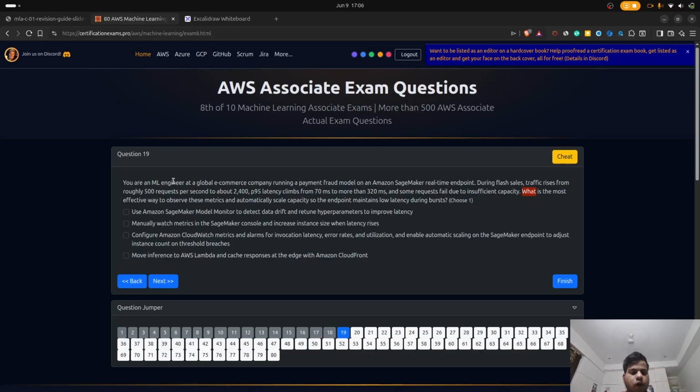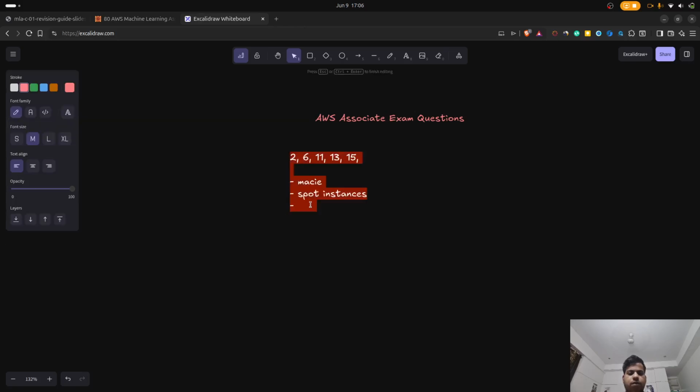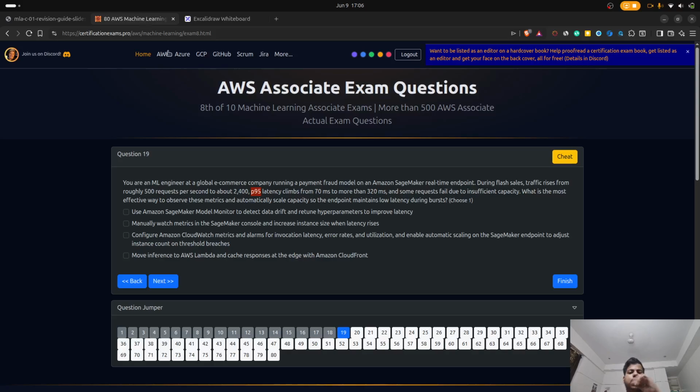ML engineer at a global e-commerce company running a payment fraud model on an Amazon SageMaker real-time endpoint during a flash sale. Traffic rises from roughly 500 requests per second to about 2400. P95 latency climbed from 70 milliseconds to about 320 milliseconds. I have to study this one also. And some requests fail due to insufficient capacity. What is the most effective way?